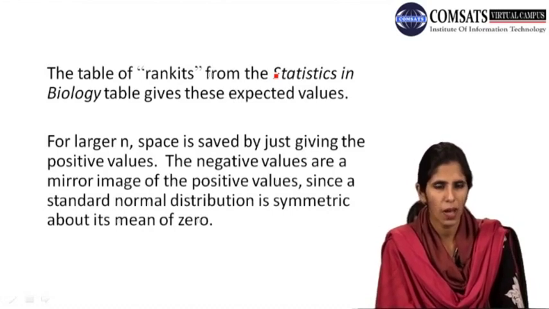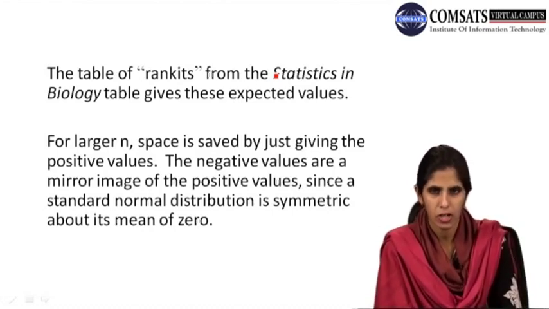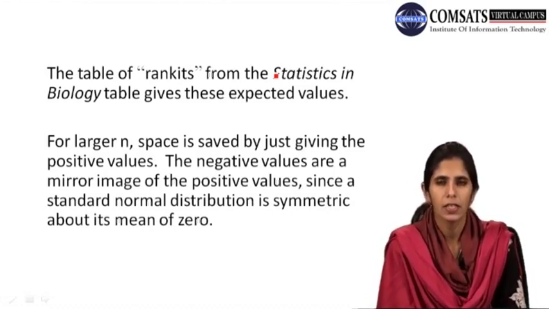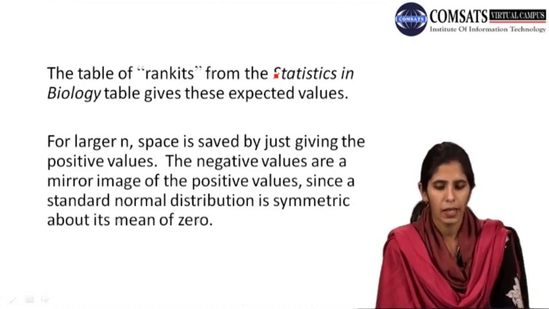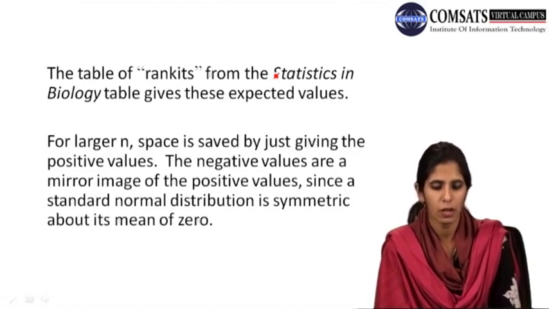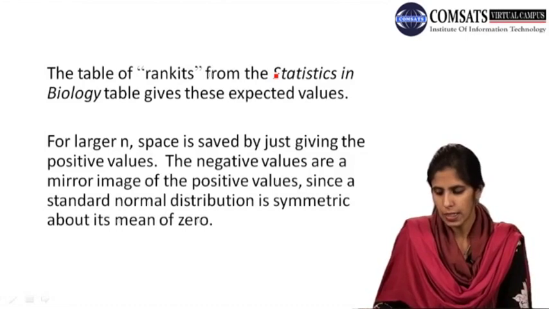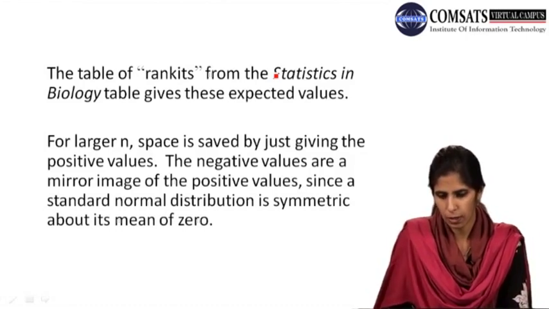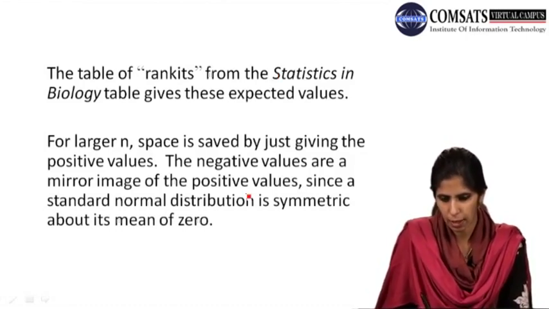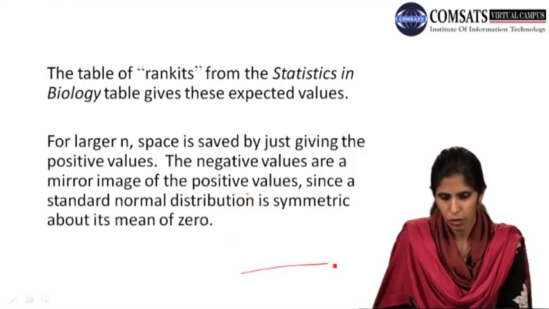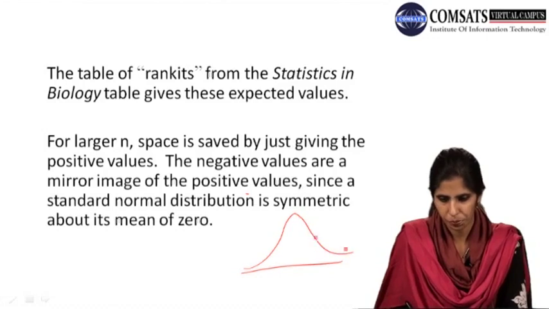When we talk about positive values, there n is larger, but we are saving the space in the curve. And the negative values are the mirror image of the positive values since the standard normal distribution is symmetric about its mean of 0. This is because when we talk about the standard normal distribution, the standard normal curve, this just shows a mirror value of positive values.